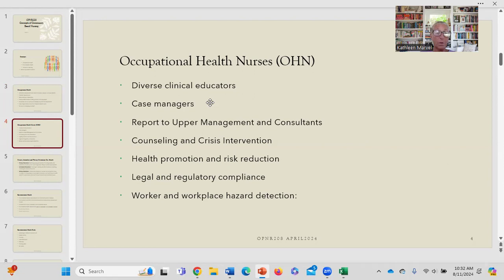A lot of employees may need counseling and crisis intervention for issues that are going on outside the workplace. The occupational nurse is also involved in this, providing resources for counseling and crisis intervention. Another role is health promotion and risk reduction. There are lots of legal and regulatory compliance guidelines that have to be met in the workplace.